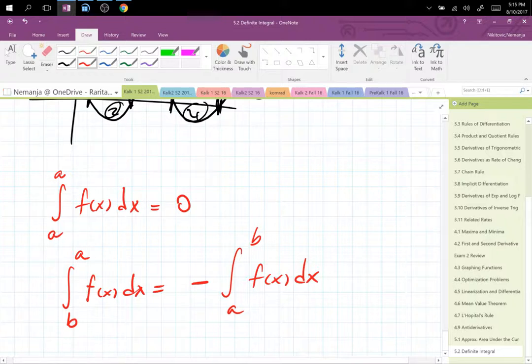So that's definite integrals. The next section is the fundamental theorem of calculus. So we're going to restart the stream right away.